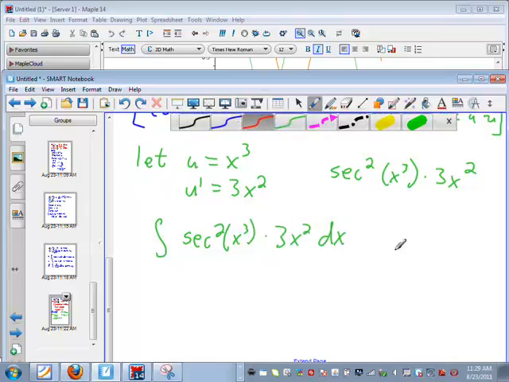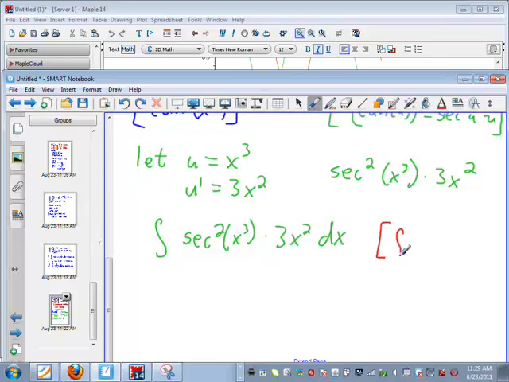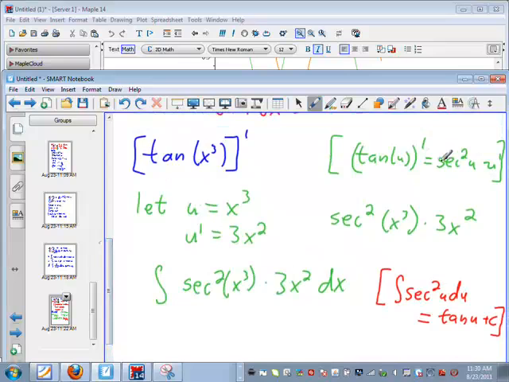Now, on the side, I know for sure that the antiderivative of secant squared u du is the tangent of u plus a constant. Notice the analogy I'm trying to create here. I know that the antiderivative of secant squared is tangent. And all I mean by that is this statement. This just means the same thing as this: that the antiderivative of secant squared du is tangent. So these two statements are equivalent.